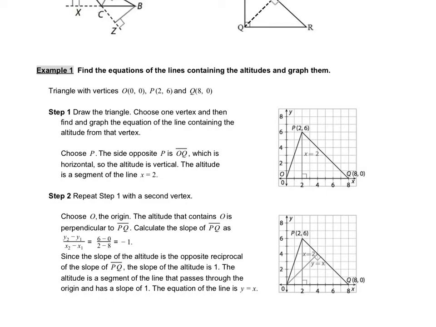Step 1 is to choose, after we've drawn the triangle, one vertex, and find and graph the equation of the line that contains the altitude from that vertex. If we choose point P, the side opposite P is side OQ, which is a horizontal segment. In the examples we're going to have, at least one of the sides is horizontal, which means the altitude is vertical, right? That's the way we're going to find the equation of this line from point P. The segment from P is the altitude there.